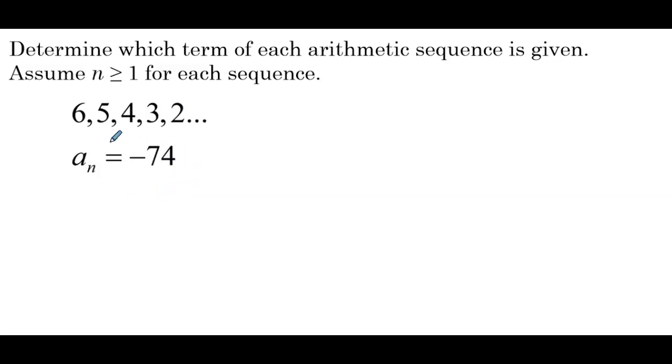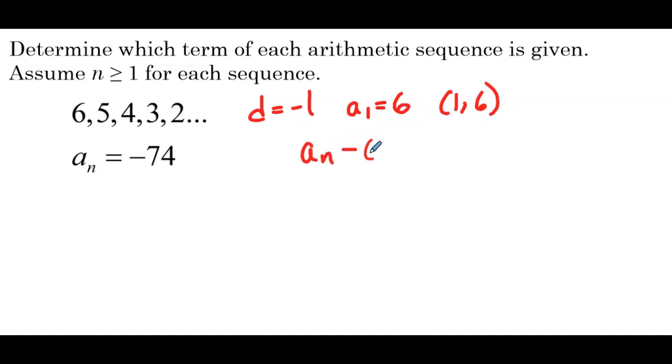In order to do that, we need to write the explicit formula for the sequence that we were given. So we should note that the common difference is negative 1, right? Subtracting 1 to go from one term to the next. The first term, a sub 1, is 6. So we can express that as the point 1 comma 6. And we can write the explicit formula, a sub n minus 6 equals negative 1 times n minus 1. So a sub n equals 6 minus 1 times n minus 1.